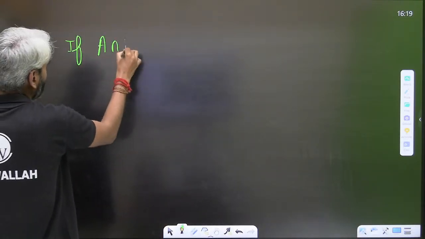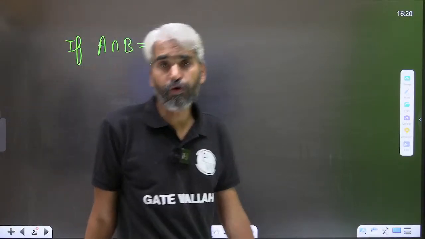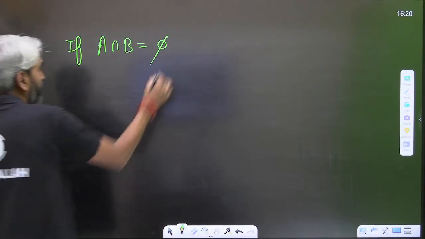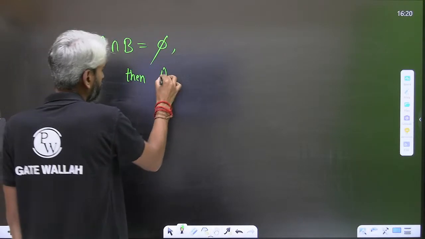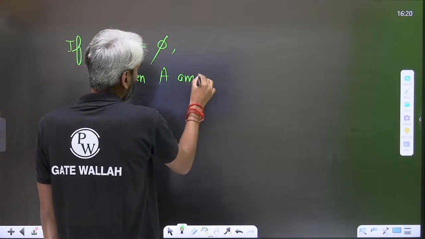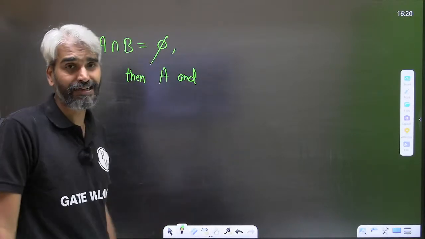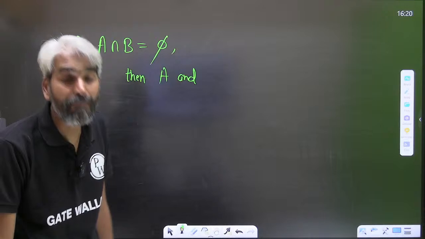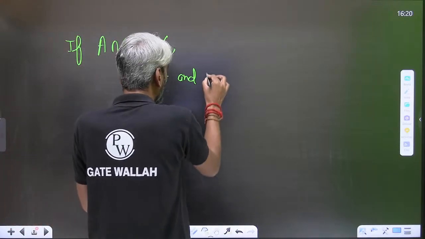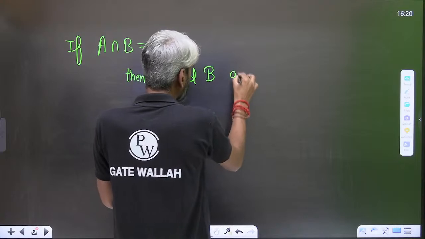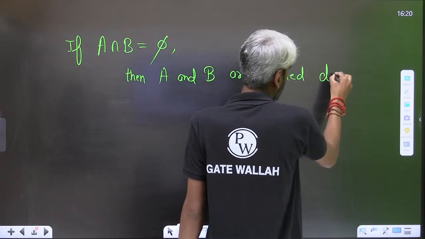A intersection B equals to ∅, that is, if there is no common element between the sets A and B, then A and B are called disjoint sets. So if you ever see this term disjoint, then you must understand that if two sets are disjoint, it means there is nothing in common between the sets. So then A and B are called disjoint sets.